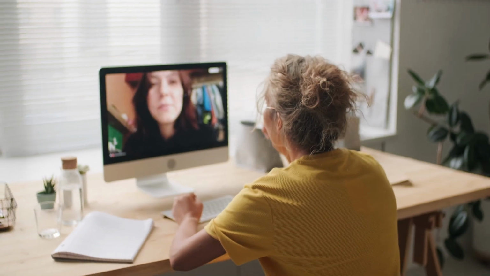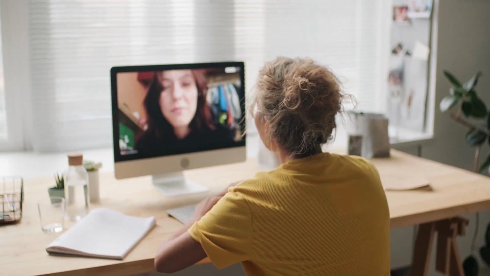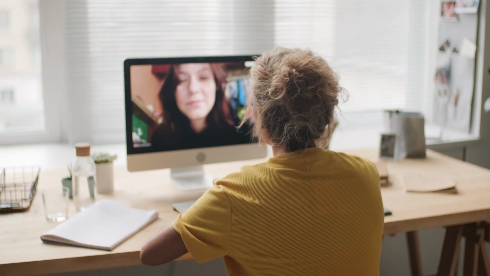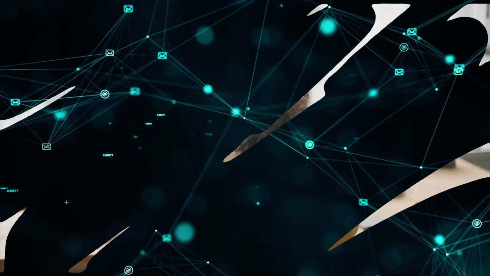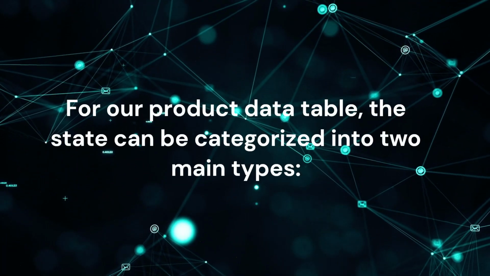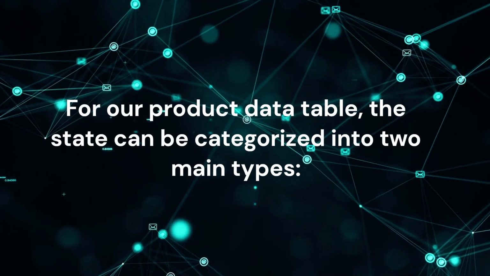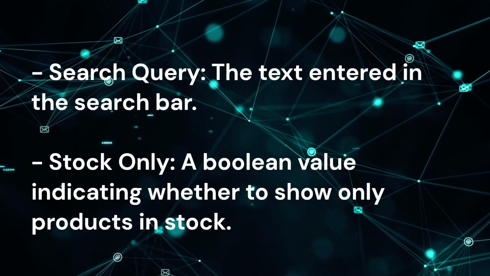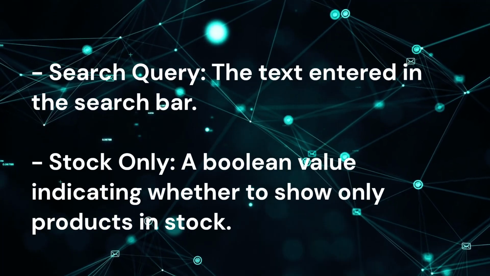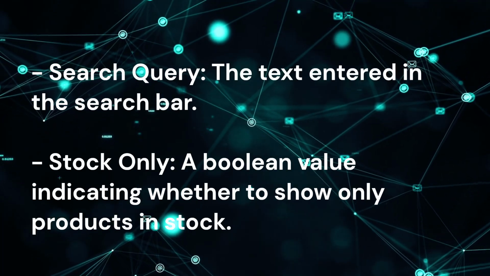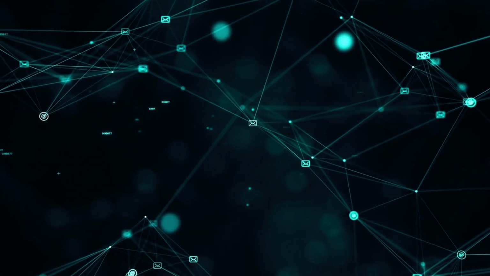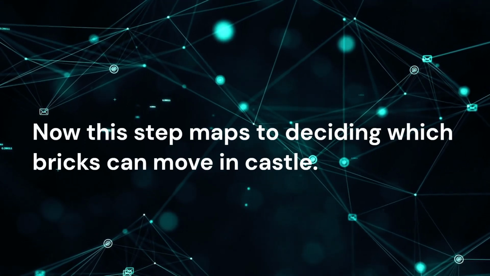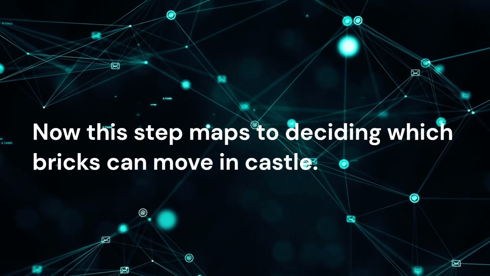Now to add interactivity, it's essential to identify the minimal set of mutable state that the application needs. For our product data table, the state can be categorized into two main types. Search query, the text entered in the search bar. Stock only, a Boolean value indicating whether to show only products in stock. Now this step maps to deciding which bricks can move in the castle.